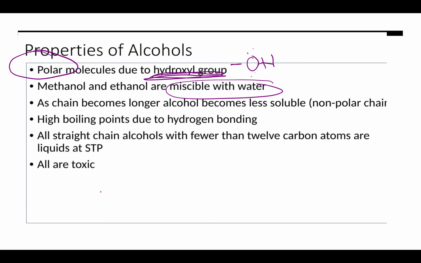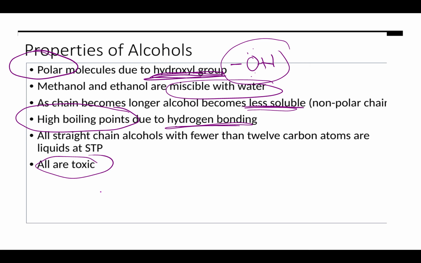And then just a few more points. As your chain becomes longer, your alcohol becomes less soluble. That's just because your chain is essentially overpowering it, because most of your chain is going to be non-polar. So if that little polar part is still there, the longer your chain gets, the less that will matter. Your boiling points are higher because of that hydrogen bonding. Because of this OH group, you have hydrogen bonding forces. You'd also have dipole-dipole and LDF, which having all 3 makes higher boiling points. And then about this last one, I think that they're all toxic.